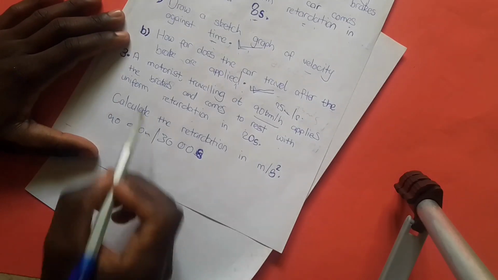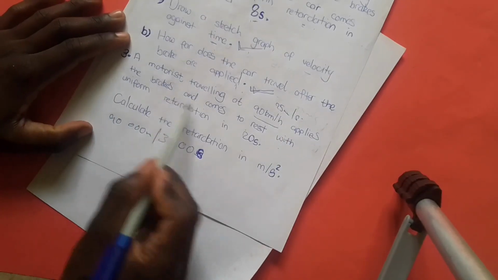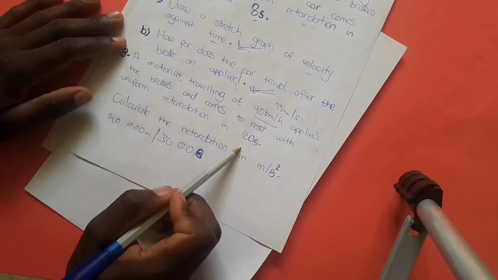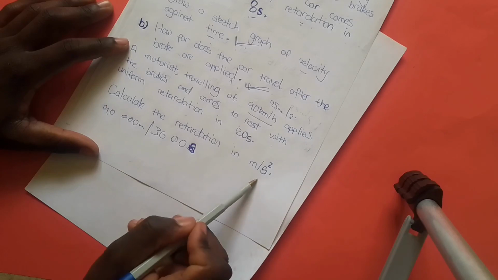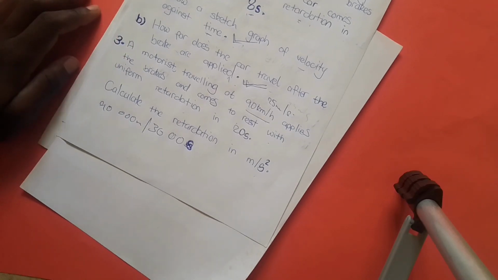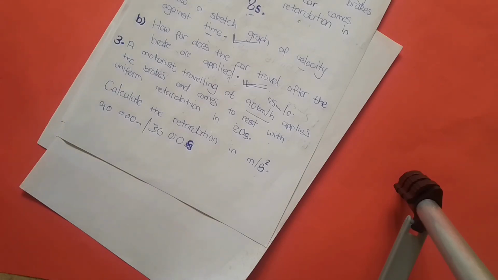So let me read the question. A motorist traveling at 90 kilometers per hour applies the brakes and comes to rest with uniform retardation in 20 seconds. The question is saying calculate the retardation in meters per second squared. That's the unit for acceleration or retardation. Retardation just means deceleration. So retardation is acceleration with a negative sign, because the velocity is decreasing.